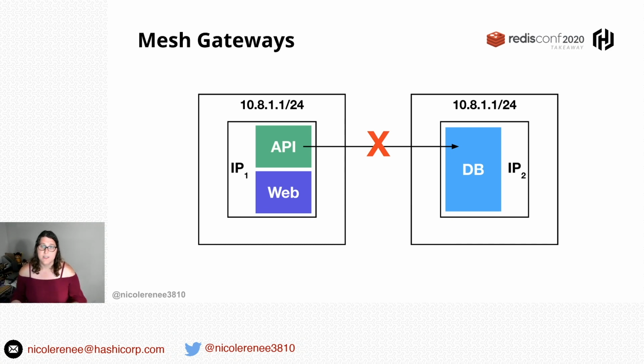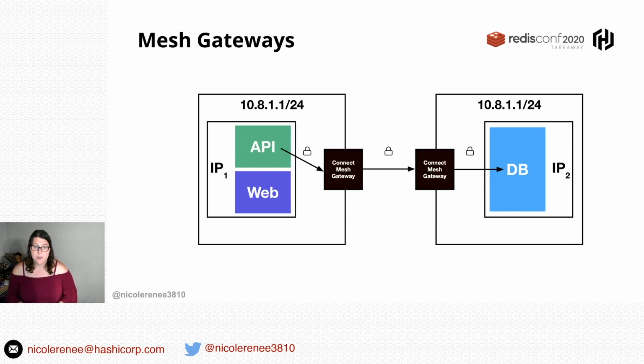So in this case, we've got two different environments. We've got our API and our web servers running in one data center using the 10.8.1.1 IP range. And we've got our database server running in another data center using the same 10.8.1.1 IP range. Usually when you have two networks that overlap in IPs, connecting those together with VLAN peering or VPNs or anything along those lines gets to be very difficult, and you have to end up creating IP translation rules so that you can communicate.